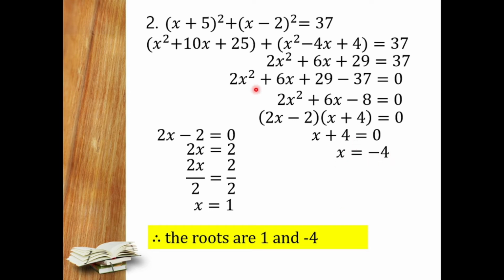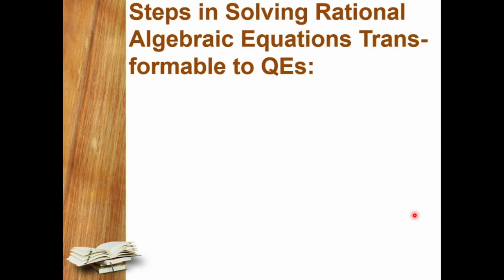If x is equal to negative 4, let's check. Will it give us a true mathematical statement? So, negative 4 plus 5 is 1. So, 1 squared is still 1. Plus negative 4 minus 2, that would give us negative 6. Very good. So, negative 6 squared is, yes, positive 36. So, 1 plus 36 is still 37. So, this means both 1 and negative 4 are real roots or real solutions of our equation. Okay?